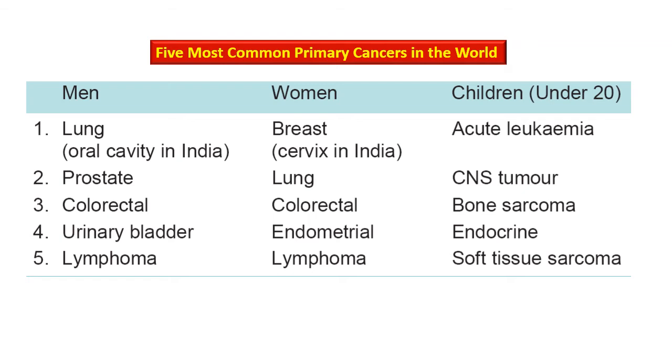The 5 most common tumors in men are lung, which replaces oral cavity in India, prostate, colorectal carcinoma, urinary bladder tumors, and lymphomas. While for females, the most common tumor is breast, which as number one replaces cervix in India, and then number two is the lung, colorectal carcinoma, endometrial tumors, and lymphoma. The tumors of children are acute leukemia, CNS tumor, bone sarcomas, endocrine tumor, and soft tissue sarcomas.